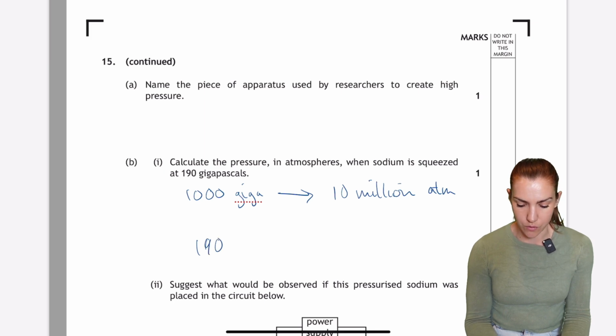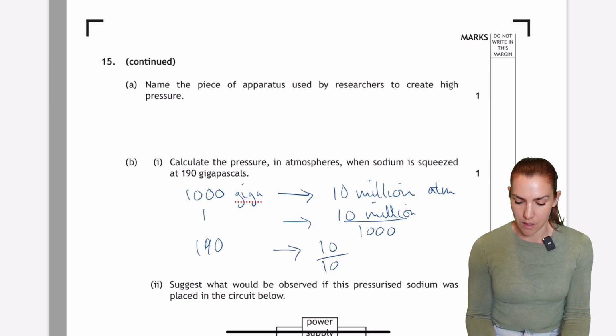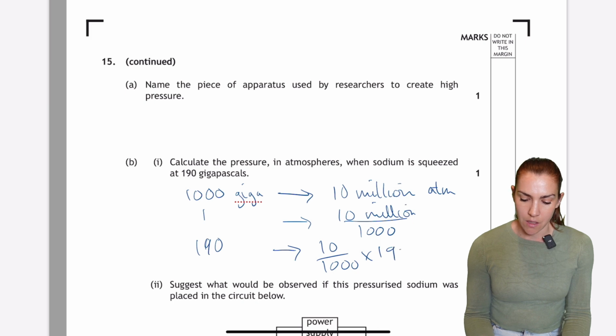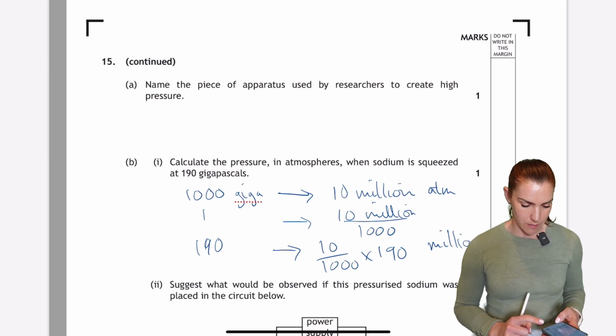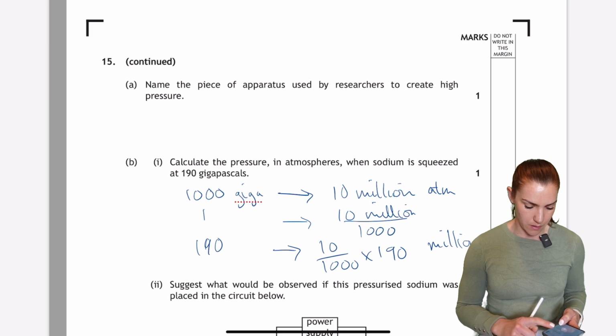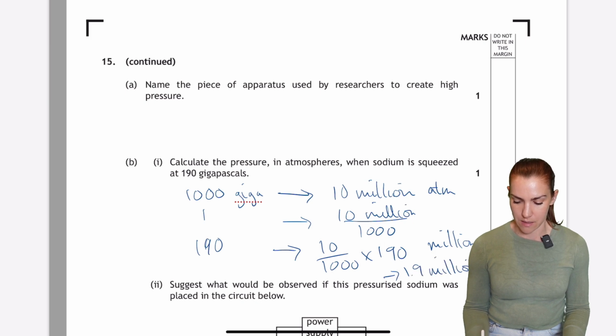So we first of all go down to 1. So that would be 10 million divided by 1,000, and then we scale up to the 190. So it'd be 10 over 1,000 times by 190. The million just means that the number you get out is going to be in millions. So if we work out that answer, 10 divided by 1,000 times by 190, that's 1.9, and that'd be million. And again, it'd be atmospheres.